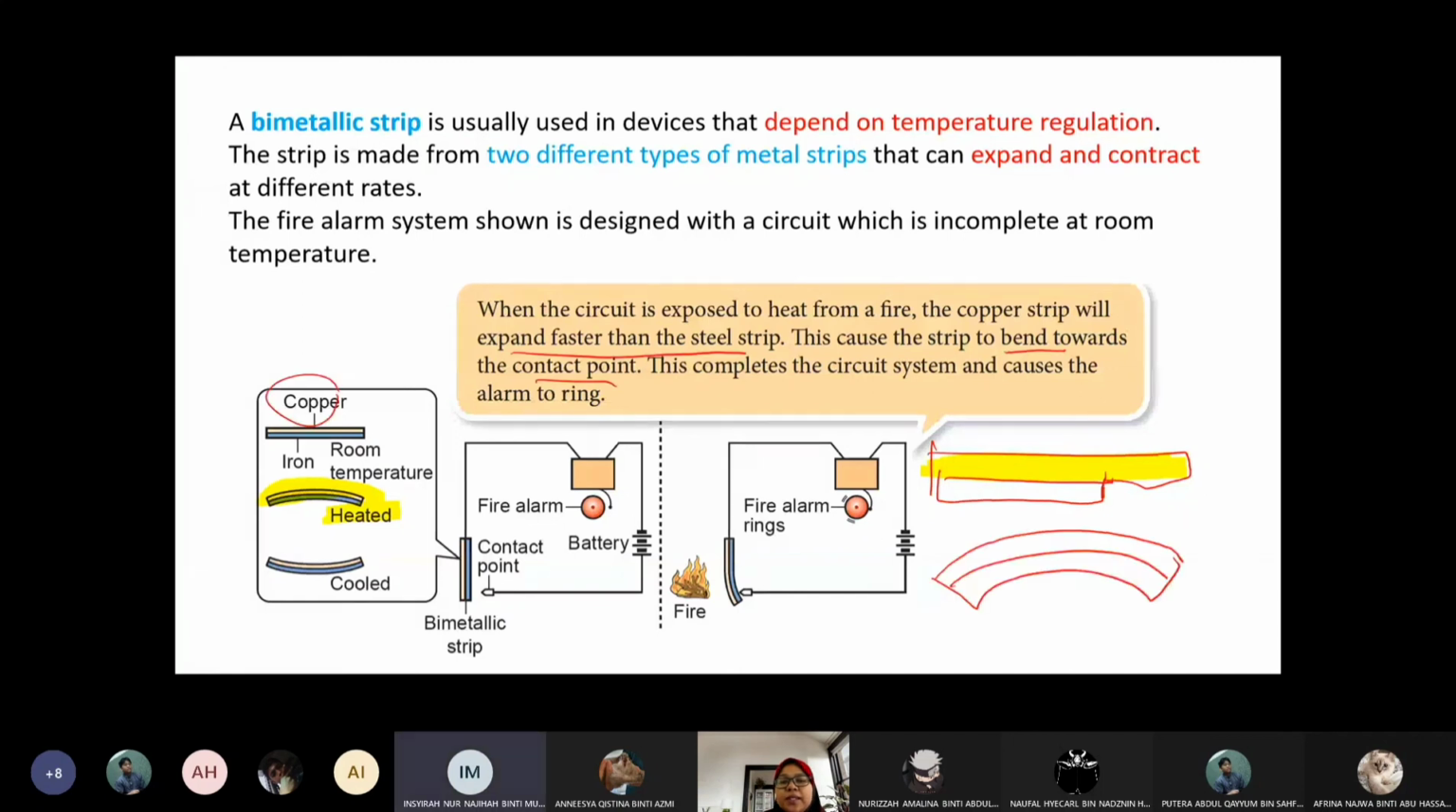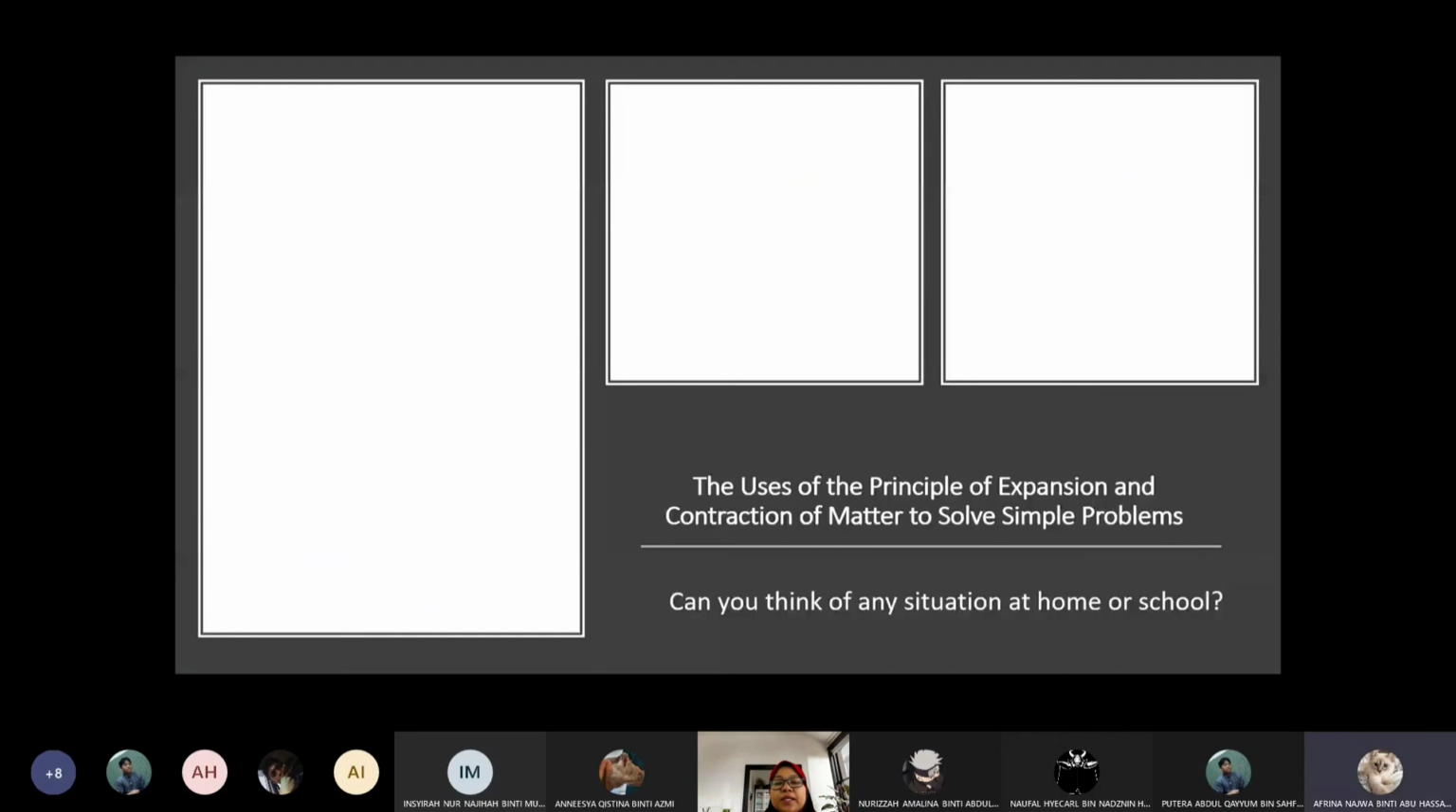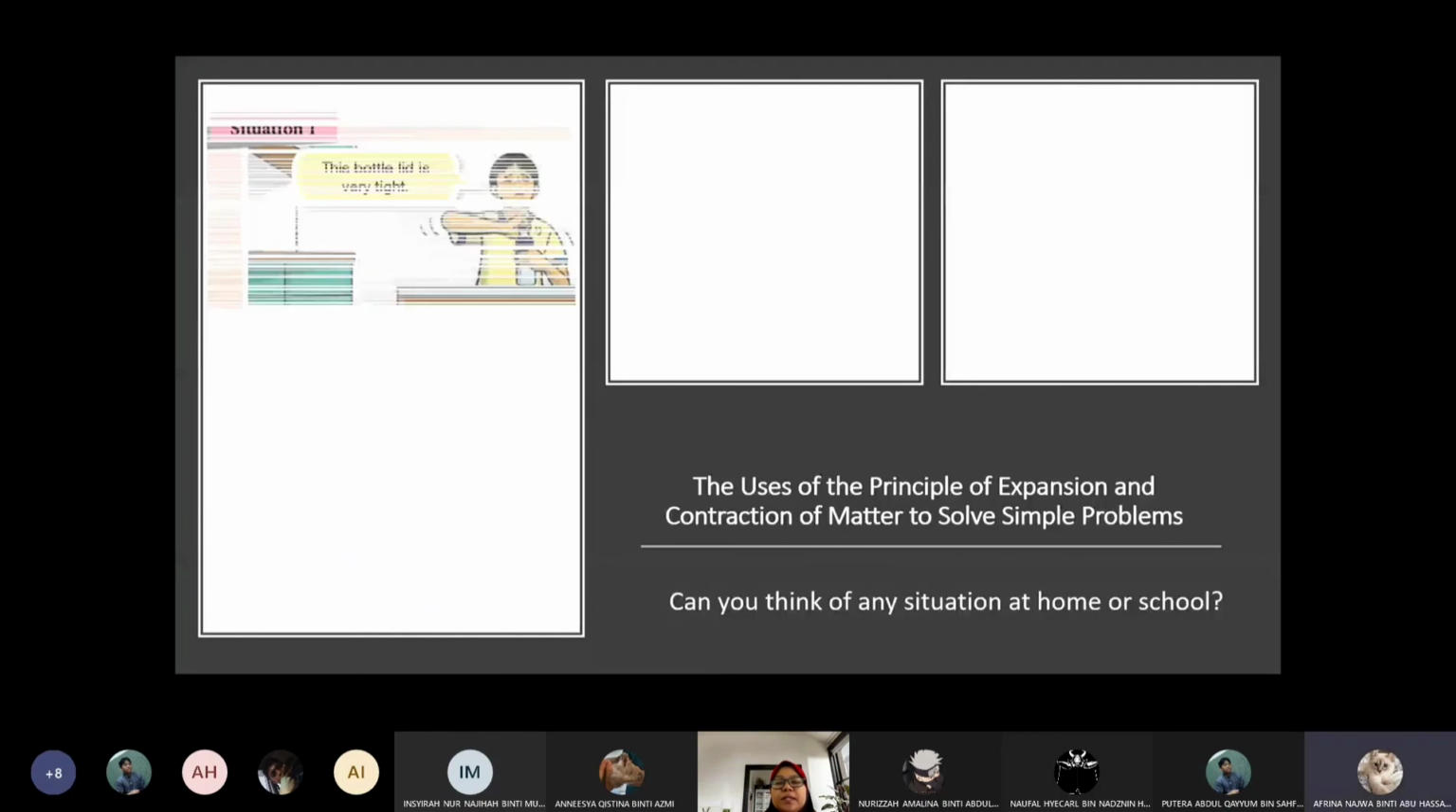So when they are in contact, there will be current flowing. When current is flowing, the fire alarm rings. Okay, so that is a very good example in our daily life. Okay, what else? The uses of the principle of expansion and contraction.